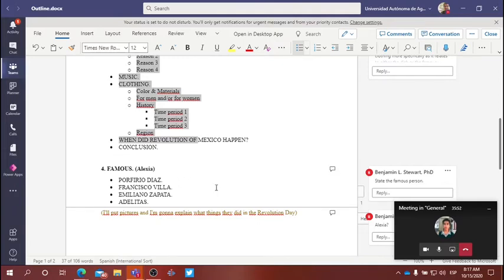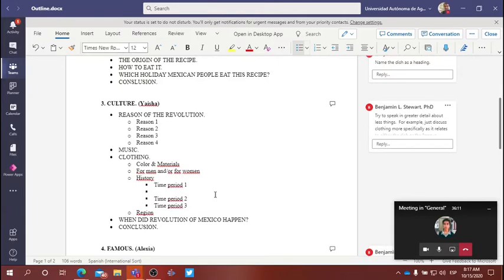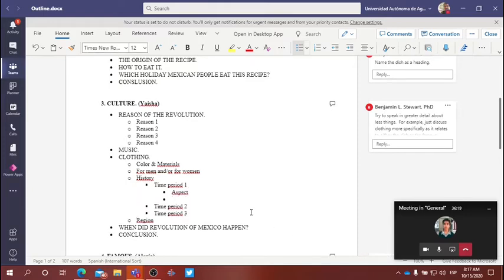Right, these are just some examples that you can think about, but in your outline, try to indicate, notice how I'm nesting, right? I've got one level here, another level here, another level here under time period, and I could even go deeper depending on what it is I'm talking about, but try to use the outline to be more specific. Notice that this is a specific aspect. Time period is more specific than history. History is more specific than clothing. Clothing is more specific than culture.